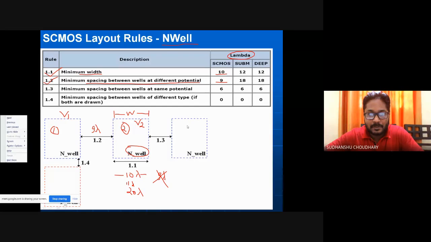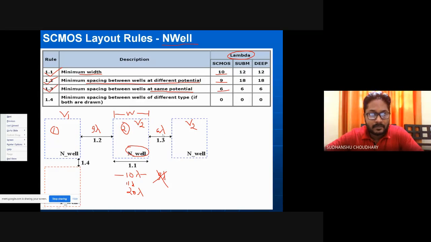Similarly, maybe this well is also at the same potential V2. That means these 2 wells are at the same potential. So I have another rule, that is minimum spacing between wells at same potential, which is equal to 6 lambda. So this spacing should be minimum 6 lambda. It can be more than 6 lambda, but it cannot be less than 6 lambda.